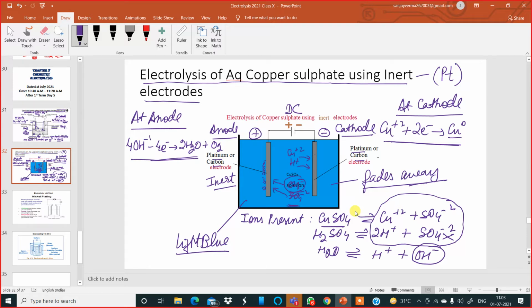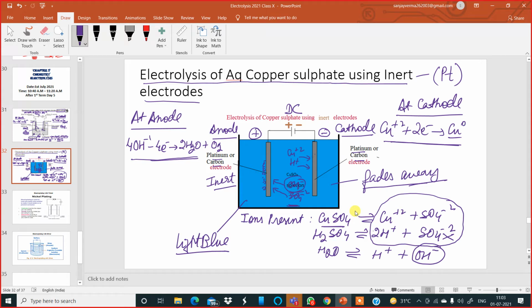Why does the light blue color of the aqueous copper sulfate solution fade away during its electrolysis using inert electrodes? Because for the loss of every copper ion, a copper ion is not generated by the anode, because the anode is made of platinum or carbon, which is an inert electrode. Am I clear? That should be the answer.